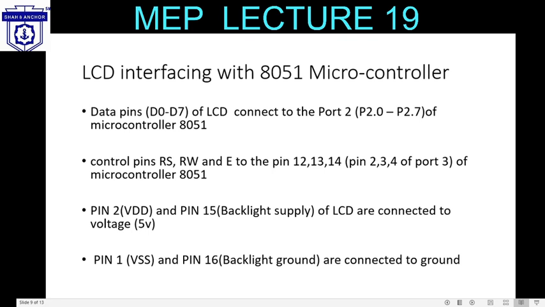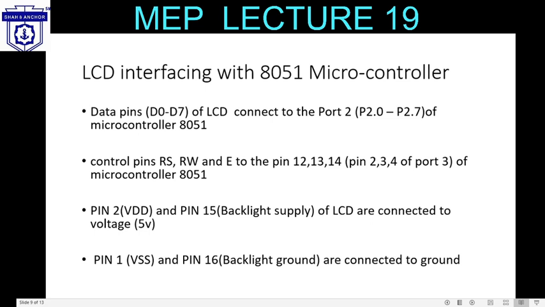So, the data pins of the LCD, D0 to D7, are connected to port 2, P2.0 to P2.7, of the 8051. Then the control pins RS, RW and E, that is pins number 12, 13, 14, are connected to pins 2, 3, 4 of port 3 of the 8051. Means LCD pins 12, 13, 14 are connected to pins 2, 3, 4 of the 8051.